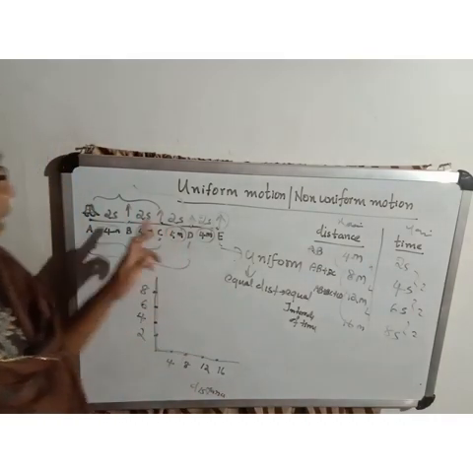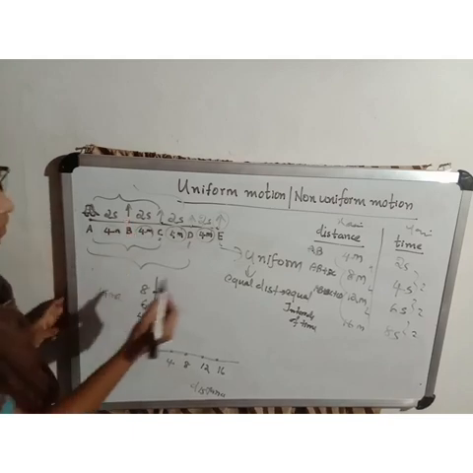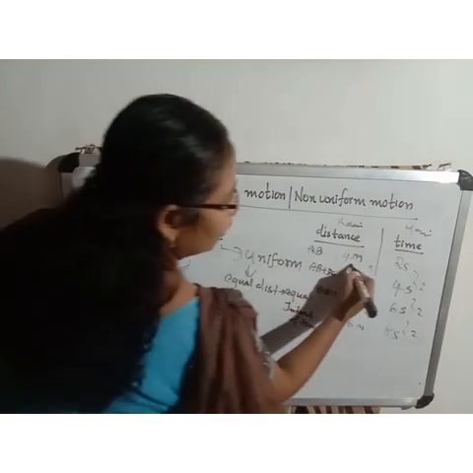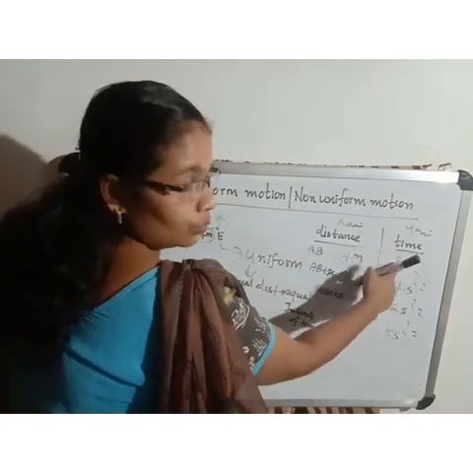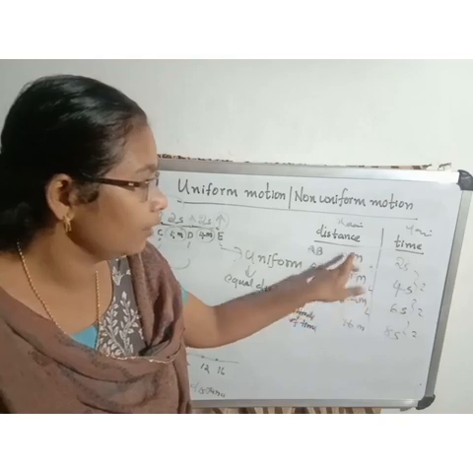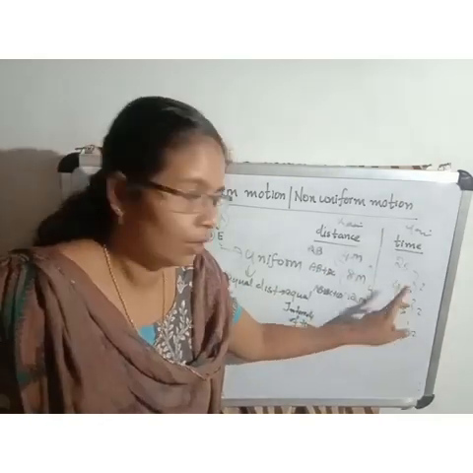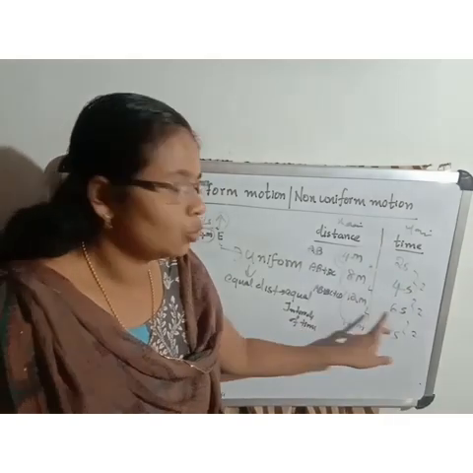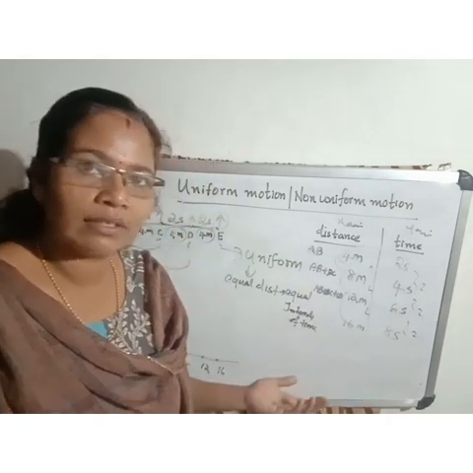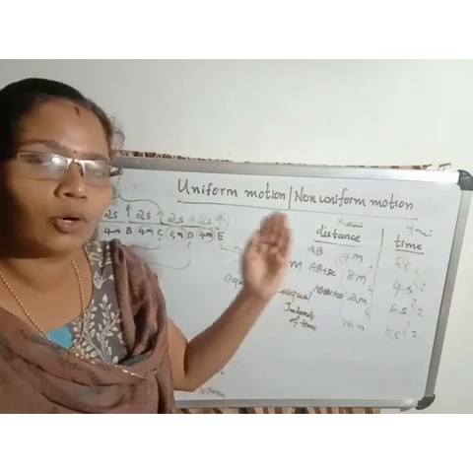At first, the position of the body is at B. The first ordered pair will be 4, 2. The second ordered pair will be 8, 4. The third ordered pair will be 12, 6. Ordered pair means, as you studied in maths, the x, y points. How to plot the x, y points?